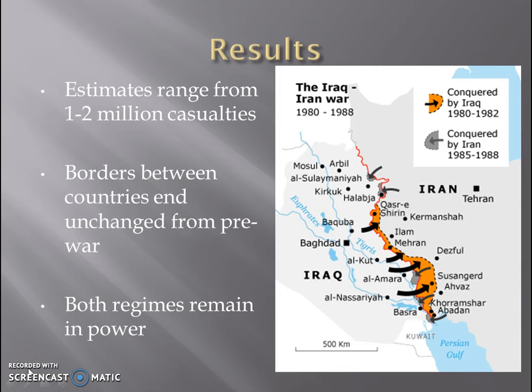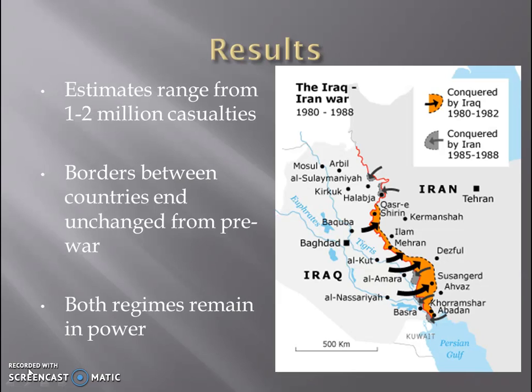As a result of the war, this map shows where the original border was, how much Iraq gained, and then how much they lost. Largely there wasn't a whole lot of territory that changed hands here. Despite that, there's no solid number for the casualties in this war, but estimates range from as low as 1 million up to 2 million. Either way, that's a huge number of casualties lost during this war.